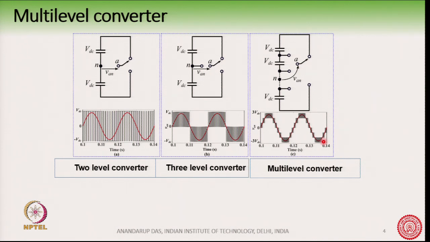Okay. Now, when we superimpose the sine wave, the red sine wave here, we see that the black waveform is now very close to the sine wave. The instantaneous error has reduced considerably, and therefore, the multi-level converter has better harmonic performance as compared to this 3-level waveform or the 2-level waveform. So, this is one of the primary reasons why multi-level converters are used.